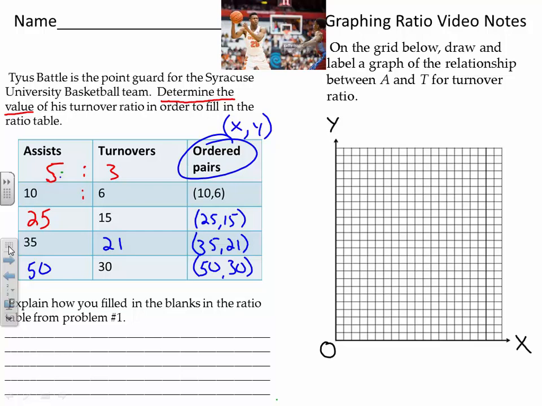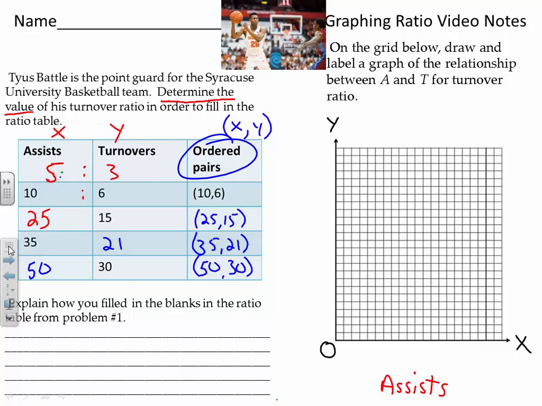So we have those labeled. The next thing we're going to label is the actual assists and turnovers. So if we look back over at the assists and turnovers, the one that comes first is the x value. The one that comes second is the y value. So it says assists are on the x side. So I'm going to come over here and I'm going to label the x value with assists, like so.